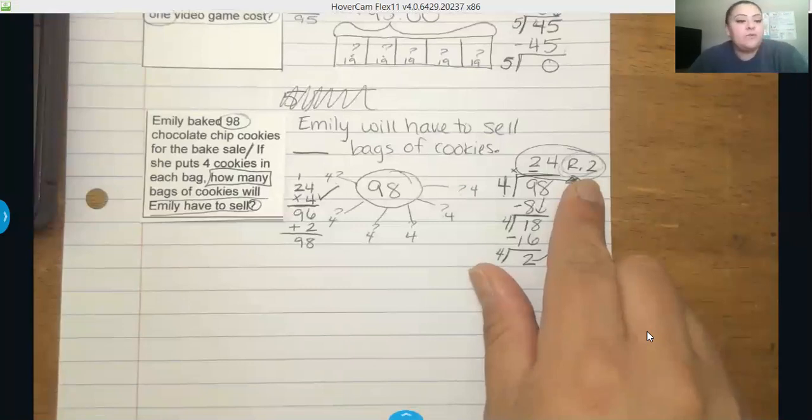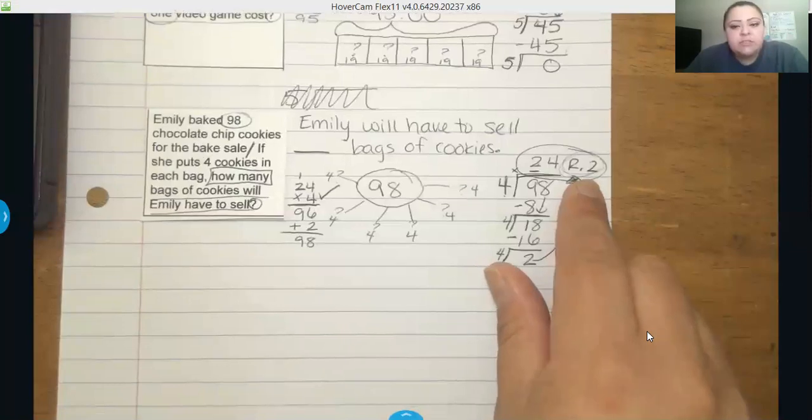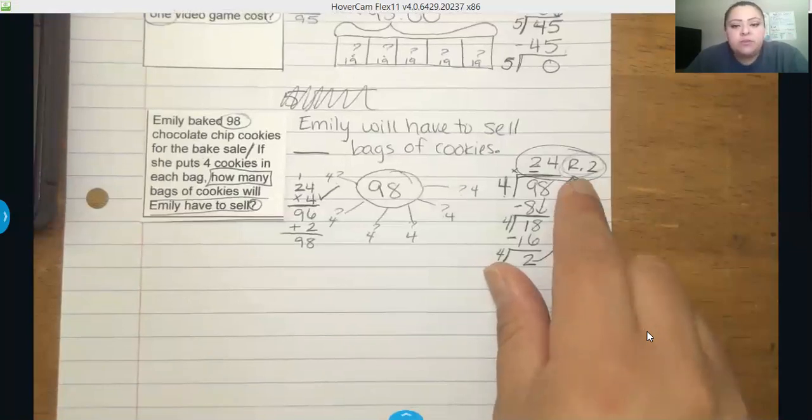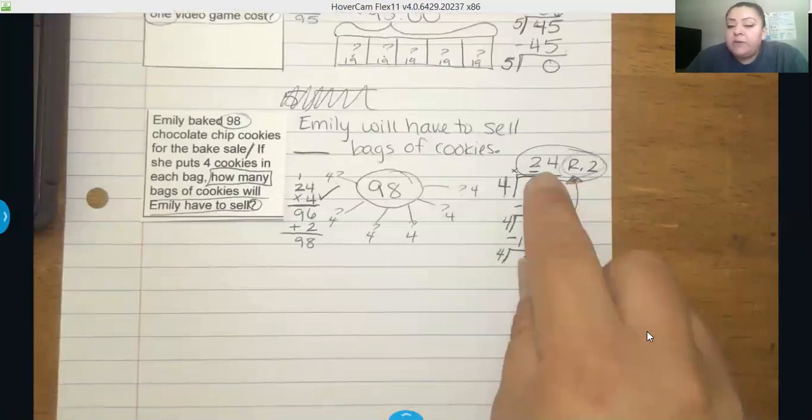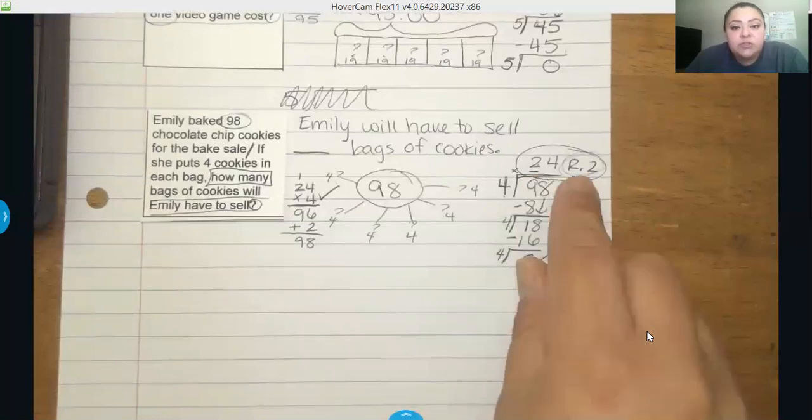No, there will not be 4 cookies in that bag. She can sell at half price, whatever she wants to do, but we're not just going to throw those cookies away. So what do we do with the remainder? This is that question, is what do we do when there is a remainder? We're going to have 24 bags. I need 1 more bag to put these 2 in.